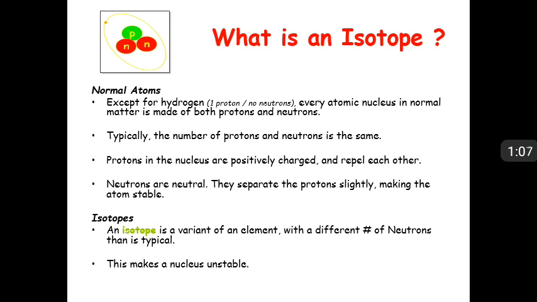Now isotopes. An isotope is a variant of an element with a different number of neutrons than is typical. Okay, it is a variant of an element. It has different neutrons but same protons. So that is why it is a variant of the same element, same atomic number. This makes a nucleus unstable.